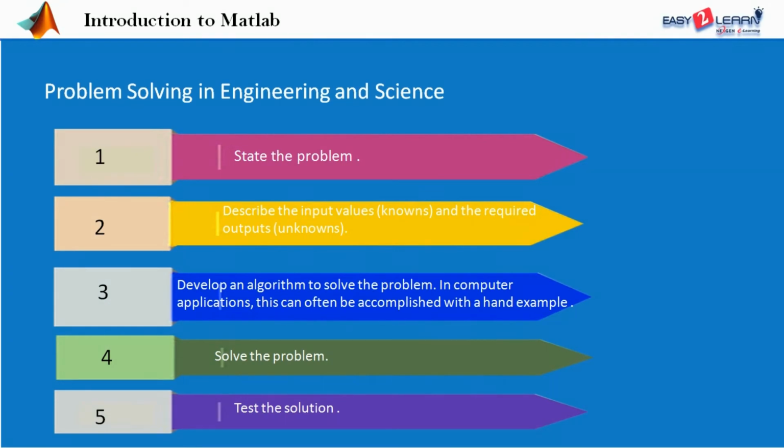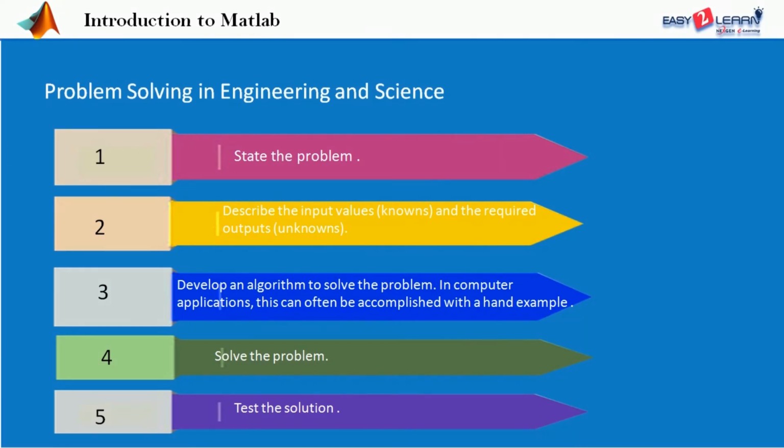The next step is to develop an algorithm to solve the problem. In computer applications, this can often be accomplished with a hand example. You will need to identify any equations relating the knowns and unknowns, and you will need to work through a simplified version of the problem by hand or with a computer. Our next step is to solve the problem. This step involves creating a MATLAB solution in our MATLAB software.